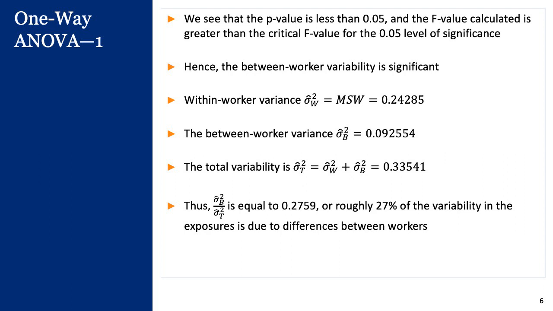And we can take the ratio of the between worker to total variance, and this turns out to be roughly 27%. And so 27% of the variability in exposures is due to differences between workers, and the rest of it is because of variance within workers. And 27% is a significant amount of variability that it affects how we interpret the results and how we might take risk management steps.